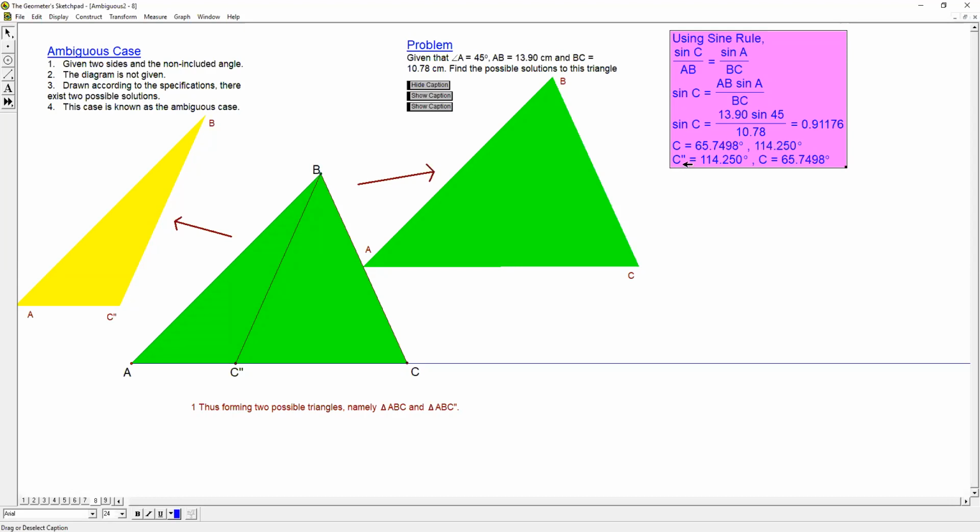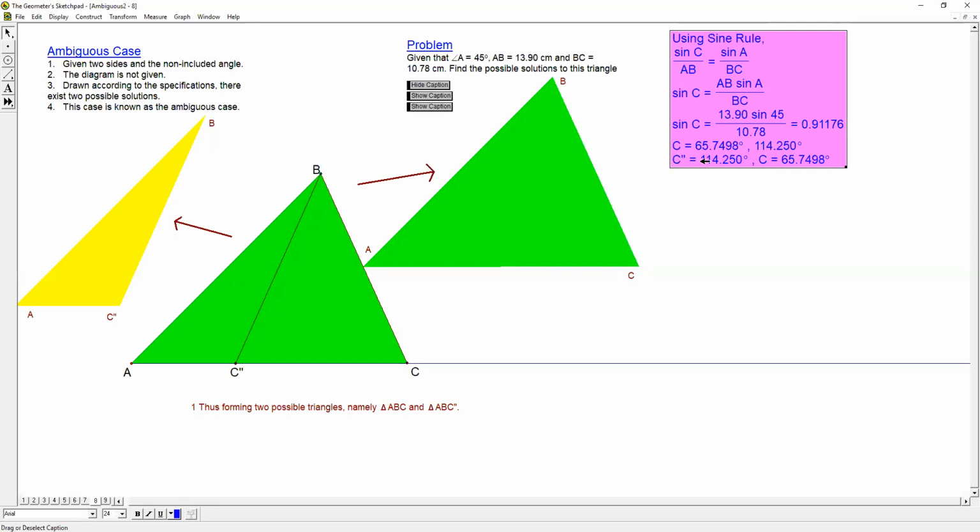Okay, then since I call the obtuse angle C double prime, this one. I call the acute angle C double prime. So I just put down from C, I just change it to C double prime. So this C double prime is between us, okay? Because I label C double prime.